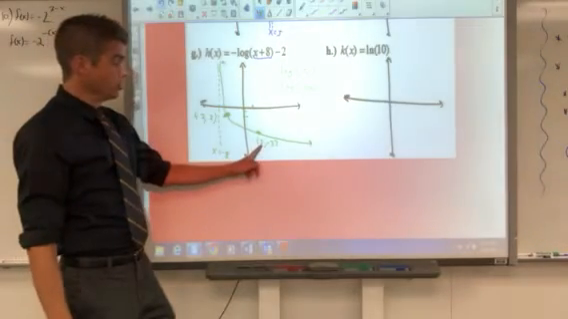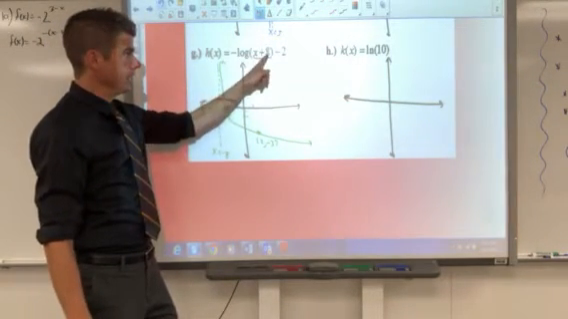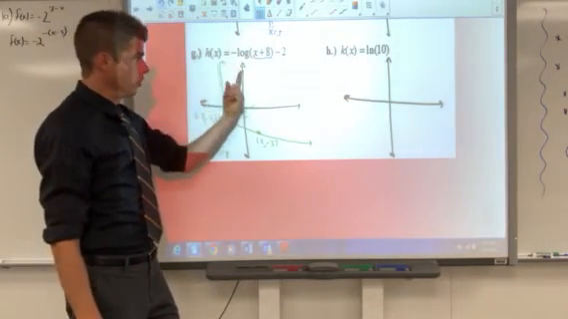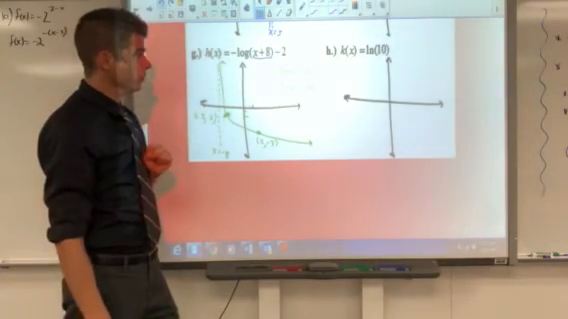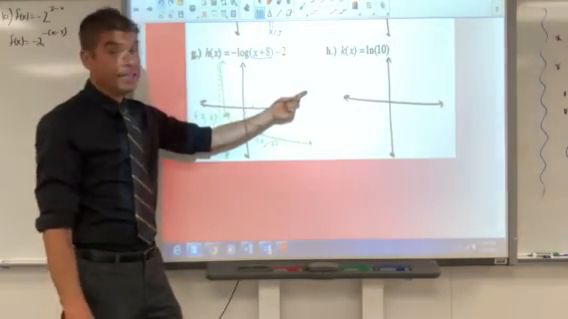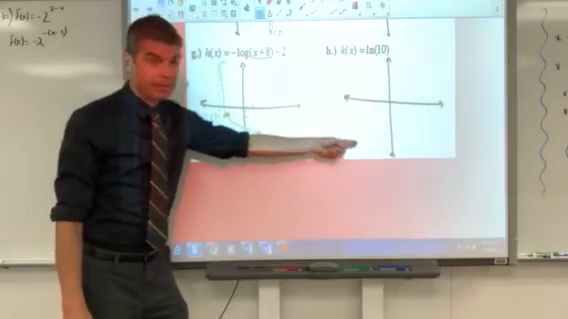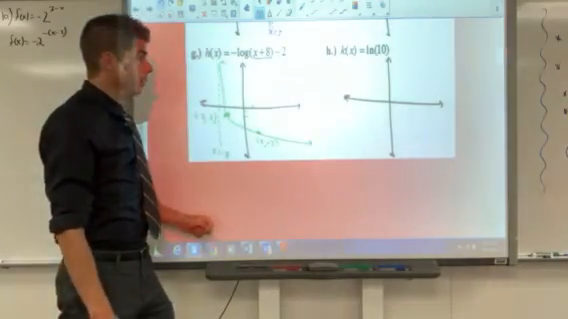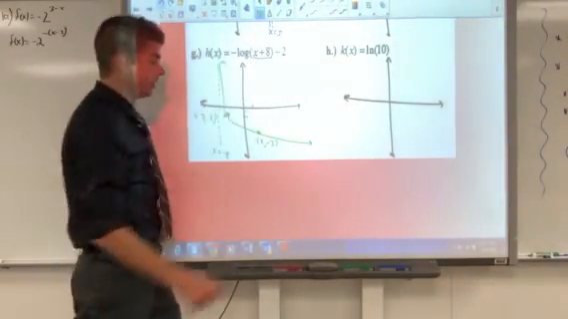And again, we chose 2. 2 plus 8 is 10. Log of 10 is 1. Make it negative and subtract 2. Okay? Now, we need to get to 100. So clearly I'm not going to draw this to scale. But what value of x gets you to 100?